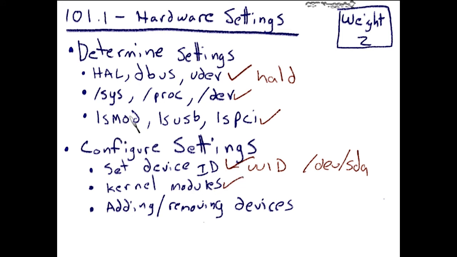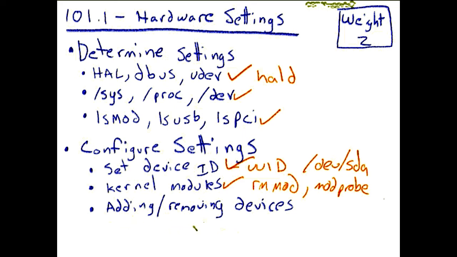That's how you manage kernel modules. lsmod showed you what they were, but the two tools that we use for that are rmmod to remove them, and modprobe to put them back in. We can also use insmod, but remember that's kind of outdated because it doesn't look for dependencies. So rmmod and modprobe for managing kernel modules, and then adding and removing devices.